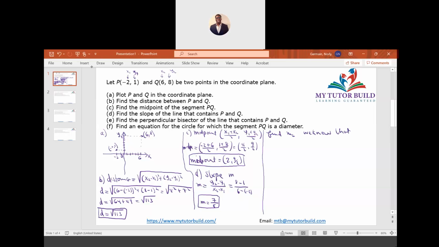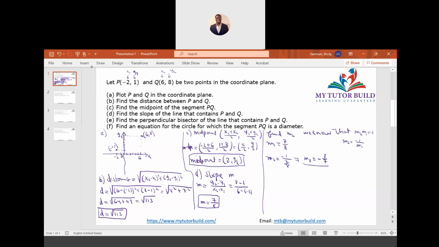We know that m2 times m1 equals negative 1, because we consider the first one as m1. M1 is, we did it before, 7 over 8. Now m2, we can solve for m2, so m2 would be negative 1 over m1. So m2 would be negative 1 over 7 over 8, and when you have a fraction divided by a fraction, we keep the first one and multiply by the reciprocal of the second one. Now this one becomes 8 over 7.